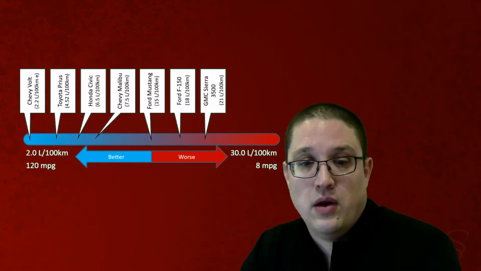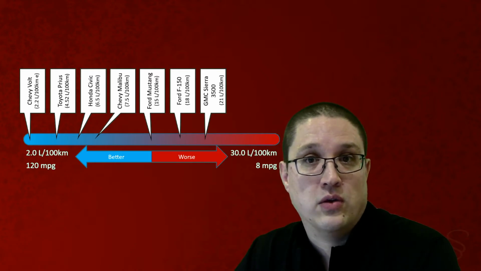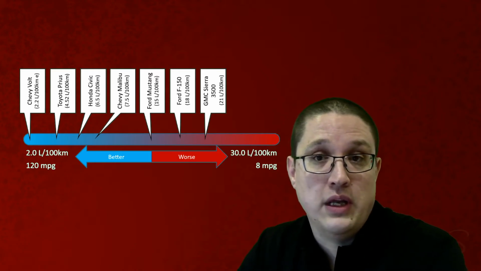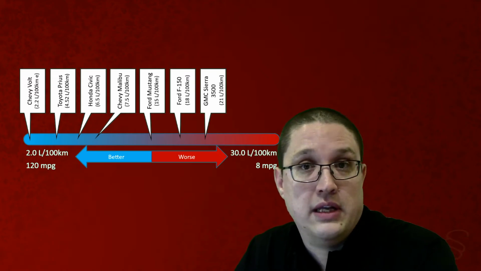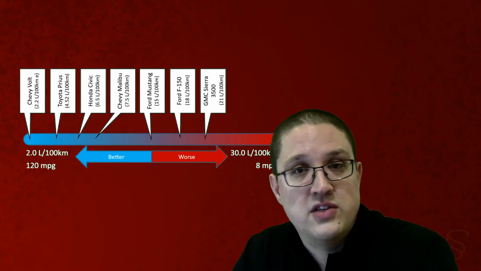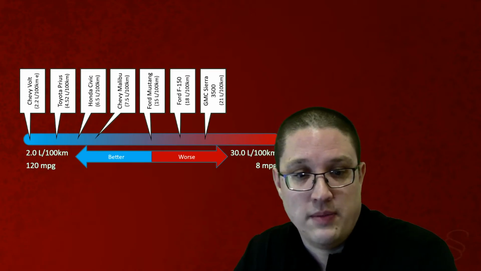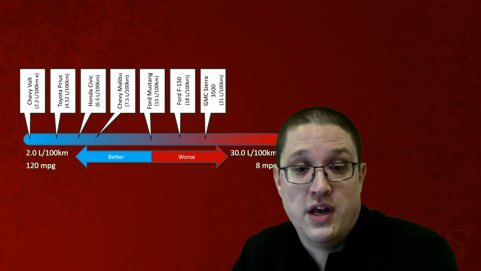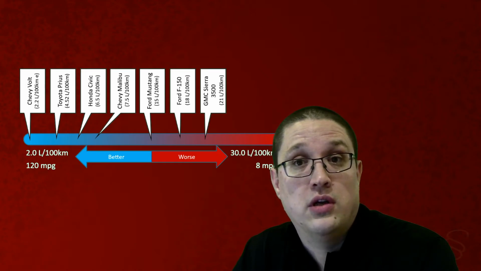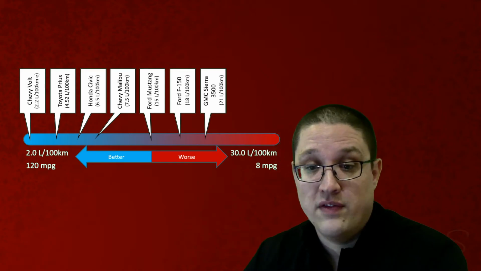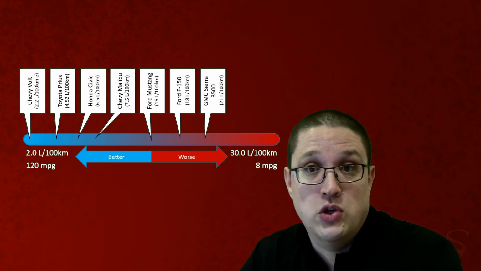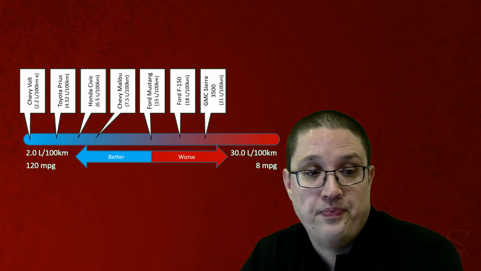Fuel economy numbers for passenger vehicles often range from 2 liters per 100 kilometers to 30 liters per 100 kilometers. This range includes pretty much all of the passenger vehicles on the road that you see. You may have large vehicles that have much worse fuel economy. However, in our case, the majority of the vehicles are in this range.